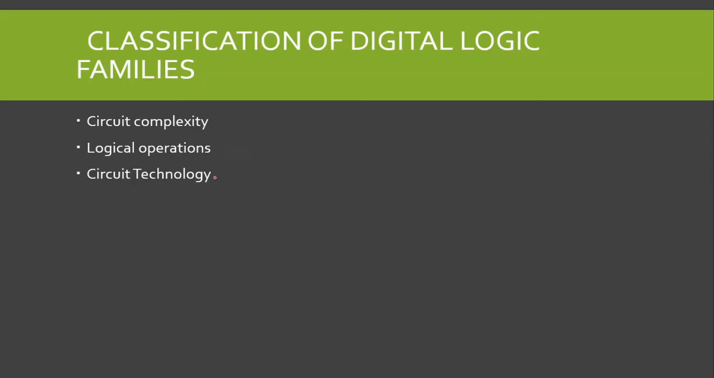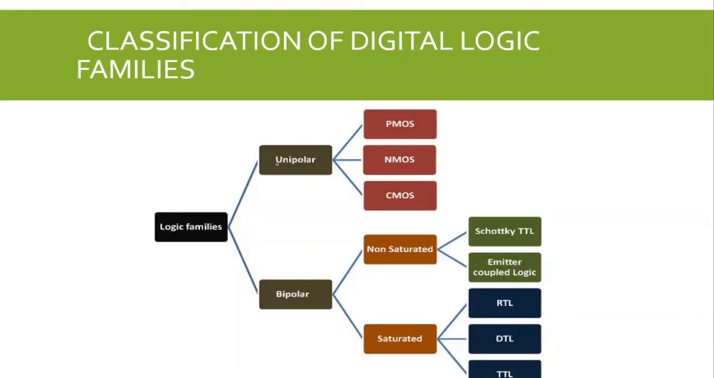The next is the circuit technology. Which technology is it using? Is it using the resistor transistor logic, the RTL technology, or is it using the diode transistor logic, the DTL technology, or is it using the TTL technology, which is the transistor transistor logic? So circuit technology refers to which technology the IC manufacturer is using. Now, to classify the logic families, we have unipolar and bipolar.